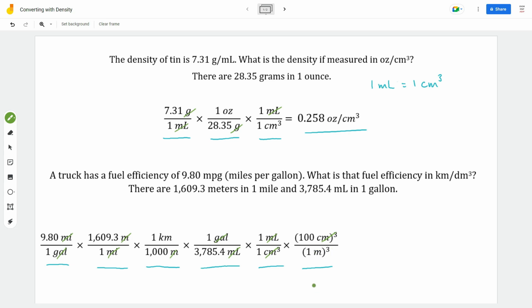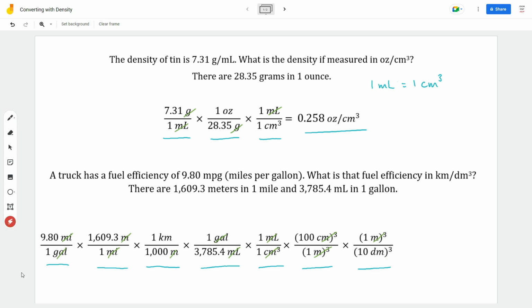I'm almost there, but not quite, because of course the problem wants me to go to decimeters cubed. So I have one more conversion factor to put in. Here it is. There are 10 decimeters in 1 meter. But I have to deal with my cubed. Meters cubed does not cancel with meters, so I need to cube my numerator, cube my denominator, and now my meters cubed cancels, and I'm left with decimeters cubed.